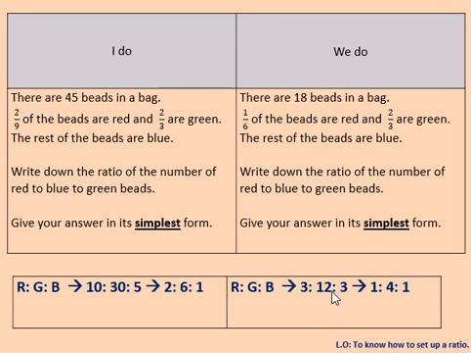So take out the highest common factor, which is 3. How many 3's go into 3? It's 1. How many 3's go into 12? It's 4. How many 3's go into 3? It's 1. Okay, so really well done if you got that right.